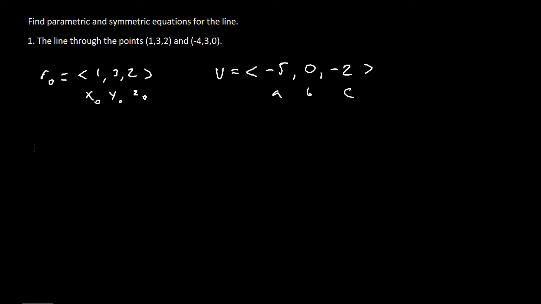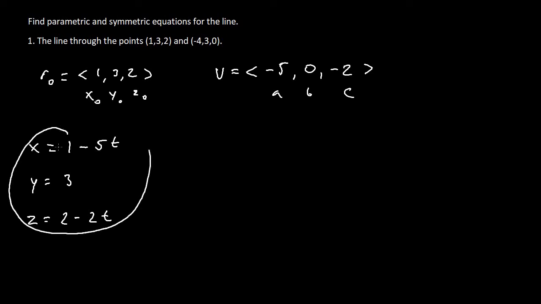So for the parametric equations, once again, x is going to equal x sub naught, so 1, plus a times t, so it's going to be actually minus 5t. Y is going to equal y sub naught, so 3, plus b times t. Since this is 0, 0 times t is just 0, so we're just going to get 3. And then z is going to equal z sub naught, which is 2, plus c times t, which is actually going to be a negative 2t. So those are going to be the parametric equations for the line.